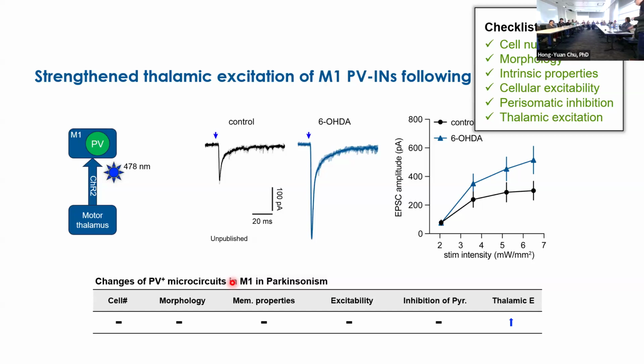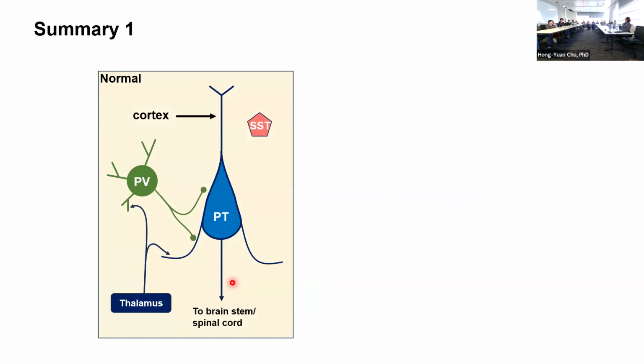This is very, very interesting, in my opinion, mainly because, just very briefly, this is the normal healthy state showing the macro circuit in the cortex formed by PT cells, PV cells, and maybe some SST cells over there. We have no time to discuss that part. And this thalamic input innervates both PT and PV cells, and PV cells inhibit PT cells.